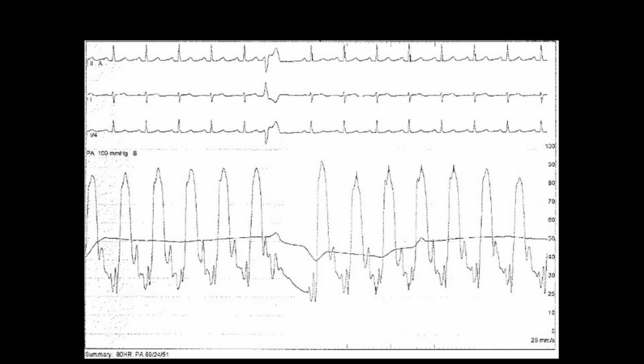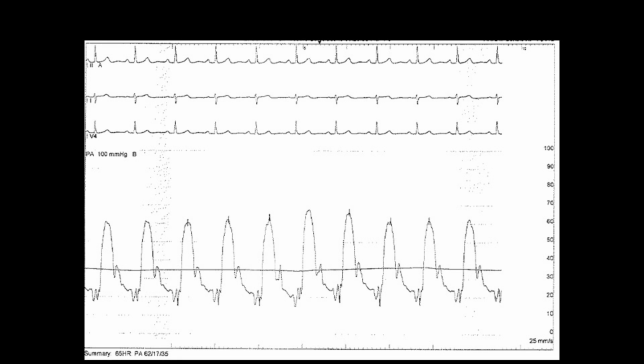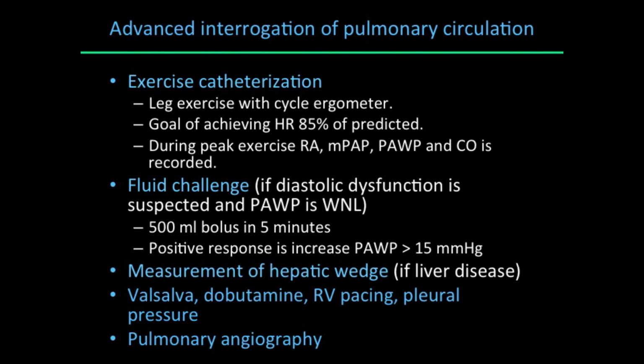This is a positive test. You see large waveforms there going up to 90 here with a mean of 50. Nitric oxide, boom, the mean pressure decreased to 30, so you have more than 10 mmHg decrease, and certainly it was lower than 40, so it's a positive test. In the appropriate setting, you can try calcium channel blockers, which should be given at high doses.